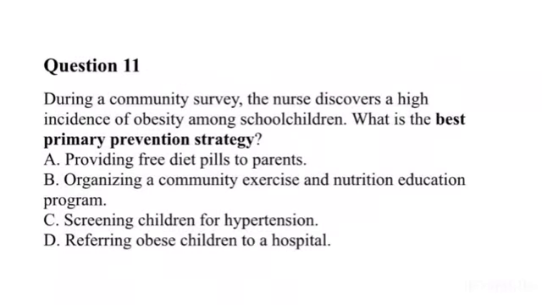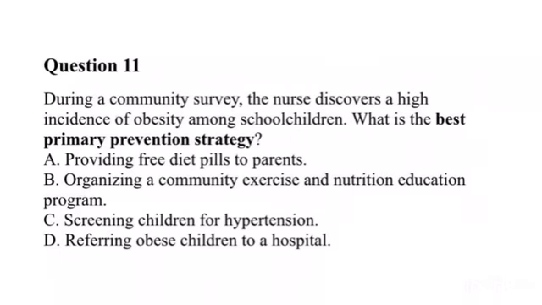Question 11. During a community survey, the nurse discovers a high incidence of obesity among schoolchildren. What is the best primary prevention strategy? A. Providing free diet pills to parents. B. Organizing a community exercise and nutrition education program.